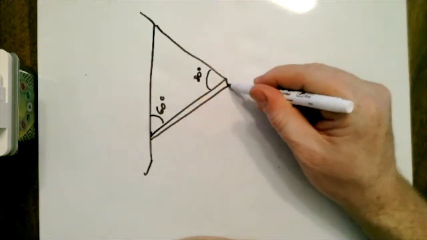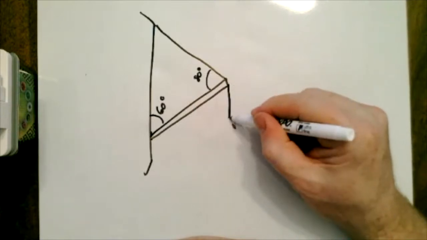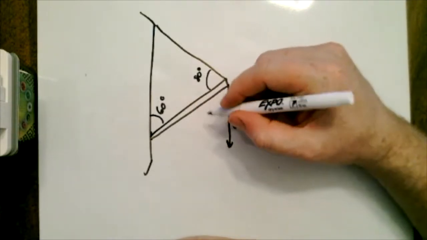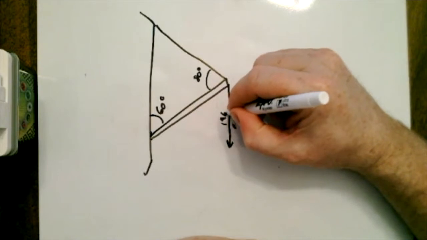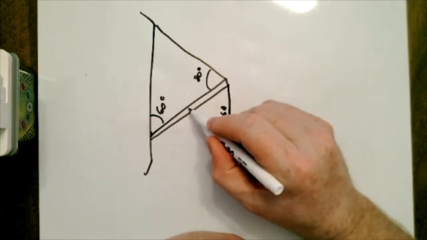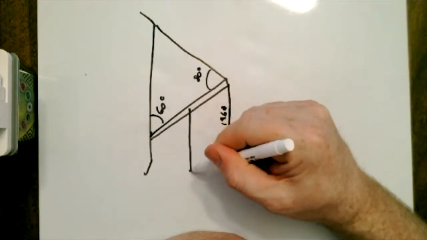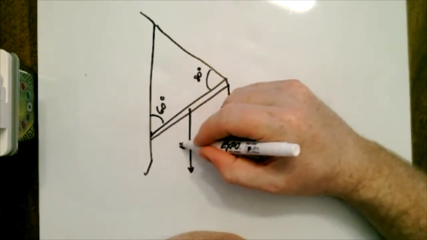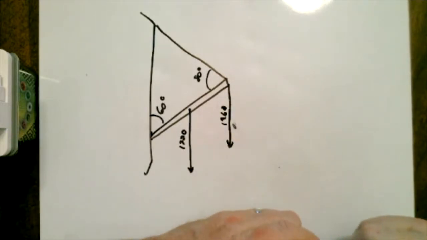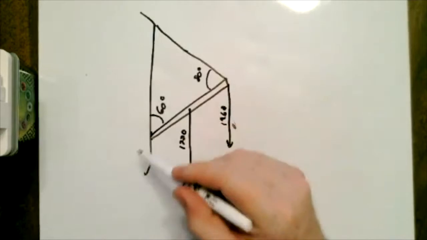Okay, and we have a weight still hanging down here. I'm going to make the weight go down further, of 1960. And it says the boom also has weight, and that's going to be right in the middle. So the boom is also going straight down, and it's 1220.